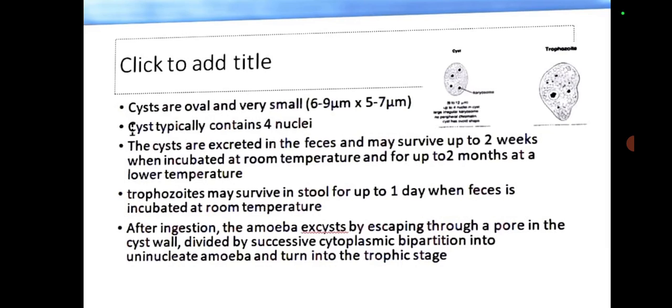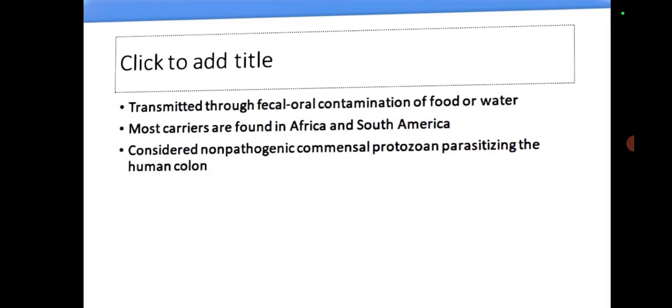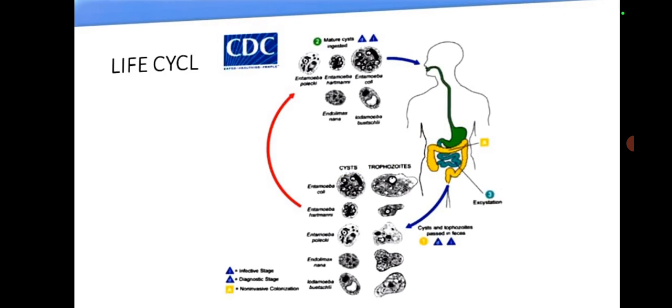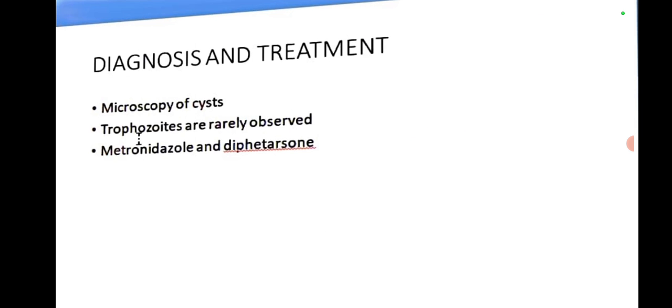After ingestion, the amoeba exits by escaping through a pore in the cyst wall, divides by successive cytoplasmic bipartition into uninucleate amoebae, and turns into the trophic stage. It is transmitted through fecal-oral contamination of food or water. Most carriers are found in Africa and South America. It is considered a non-pathogenic commensal protozoan parasitizing the human colon. Diagnosis is by microscopy of the cyst; trophozoites are rarely observed. Metronidazole and diloxanide can be given.